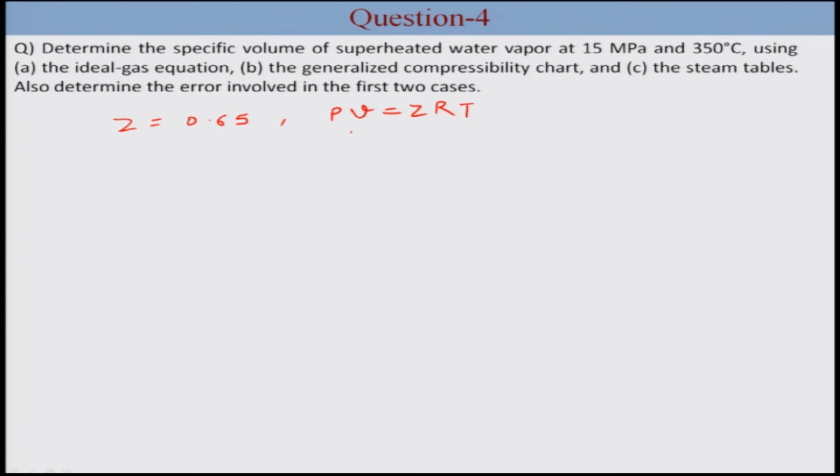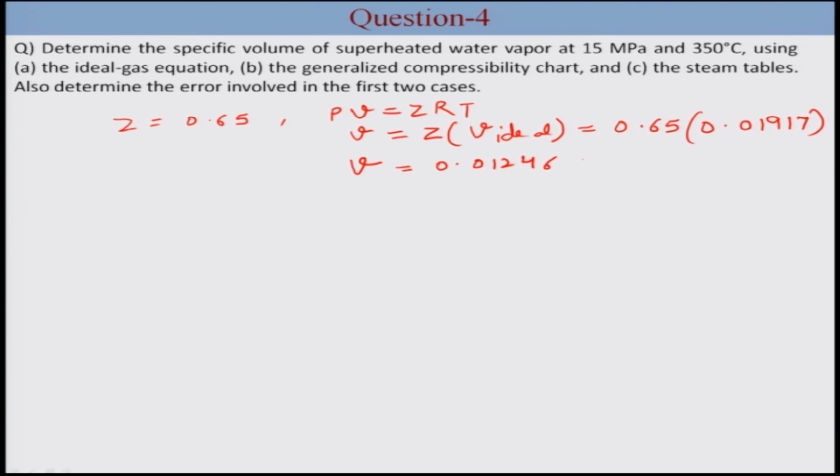So, this is also V is equal to Z multiplied by V from the ideal gas equation which we have obtained earlier. So, this value is 0.65 multiplied by 0.01917. So, the value of V is 0.01246 meter cube per kg.